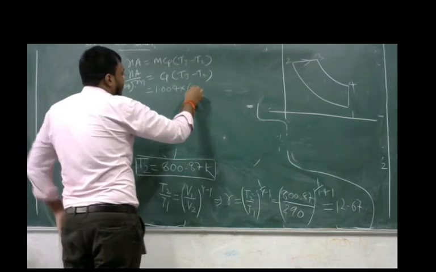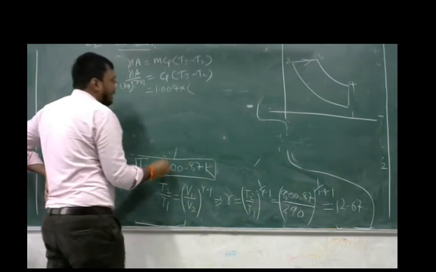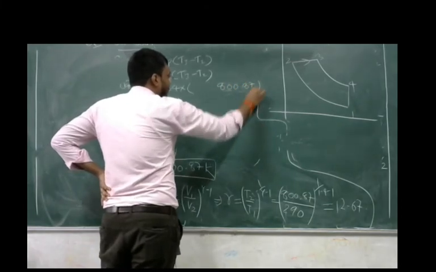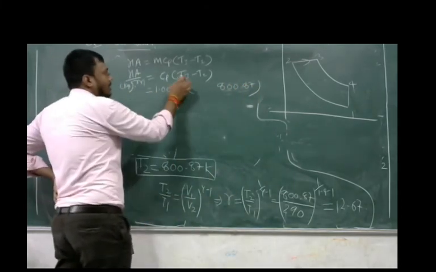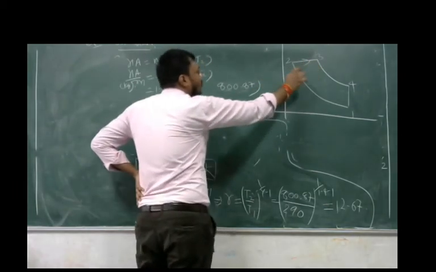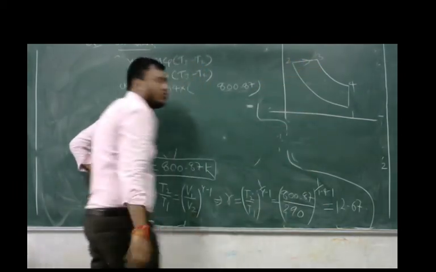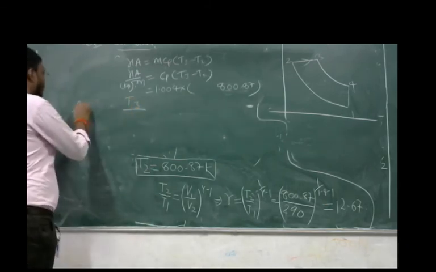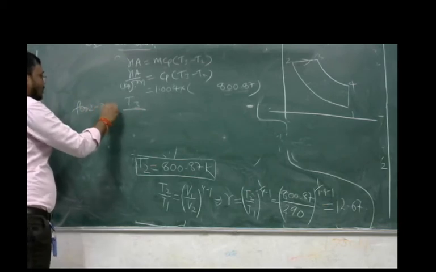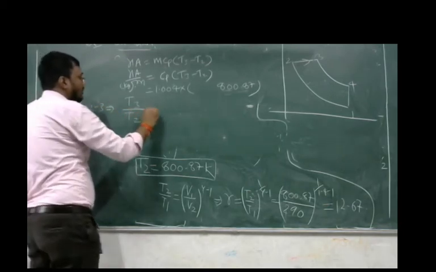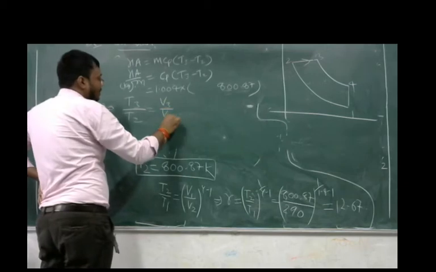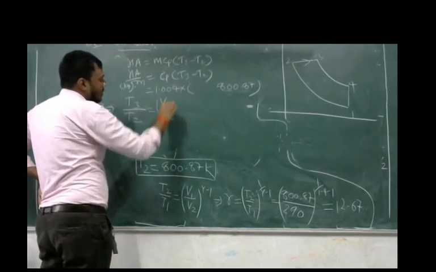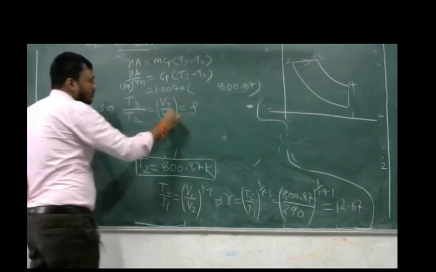and we know the value of T2. T2 equal to 800.87 Kelvin, but we don't know the value of T3. So for T3 we have to go from point 2 to 3. For process 2 to 3 we can write T3 by T2 equal to V3 by V2, because it is a constant pressure process, and V3 by V2 is nothing but the cut-off ratio rho.